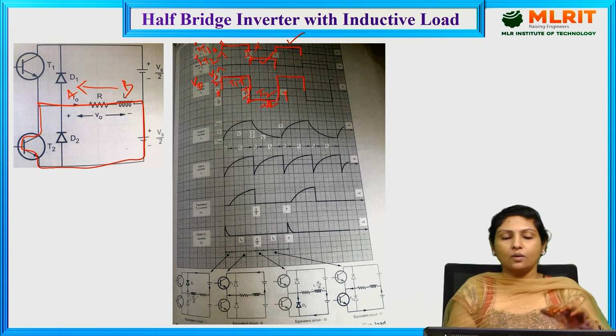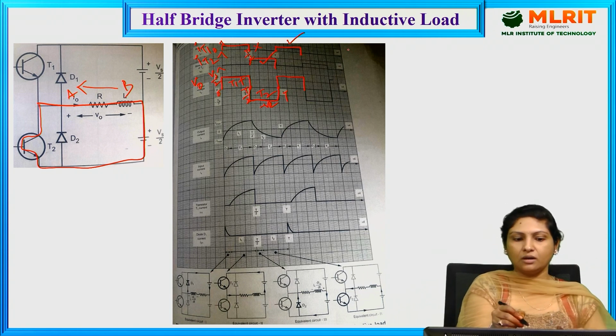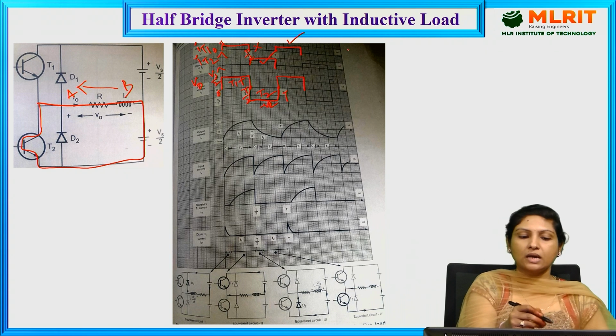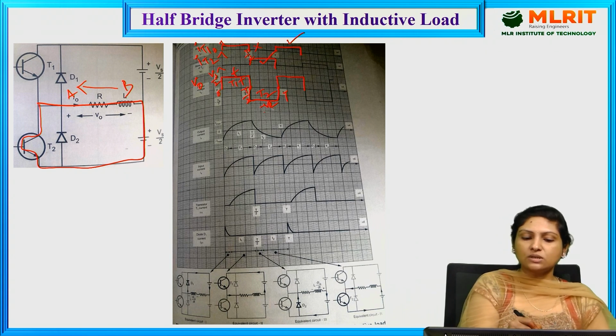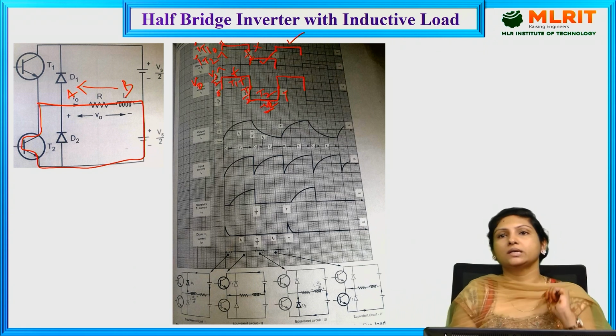So when we provided the unidirectional input, that is DC, which is a straight line, the output of the inverter has both the positive half cycle as well as the negative half cycle of the output voltage. And this is how we are able to convert DC to AC.